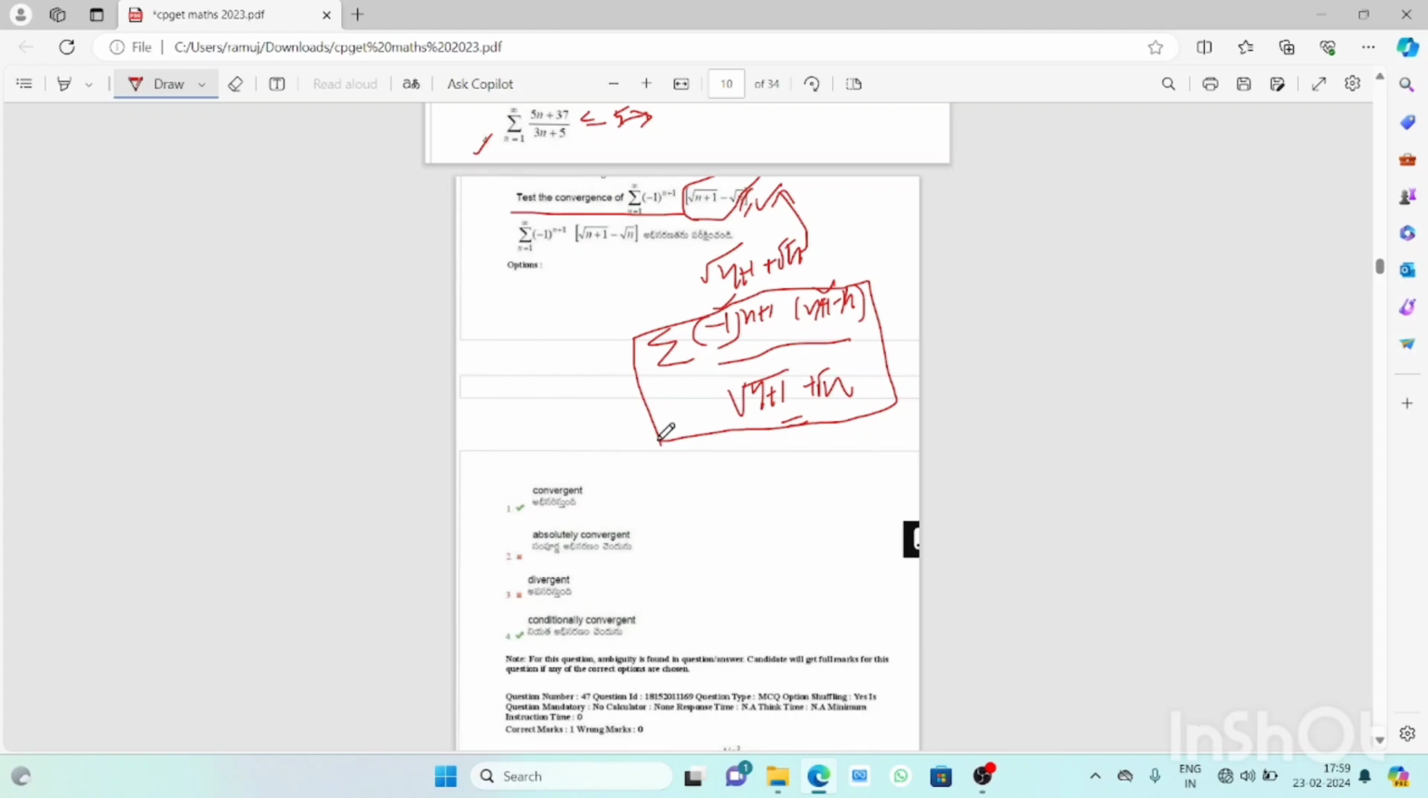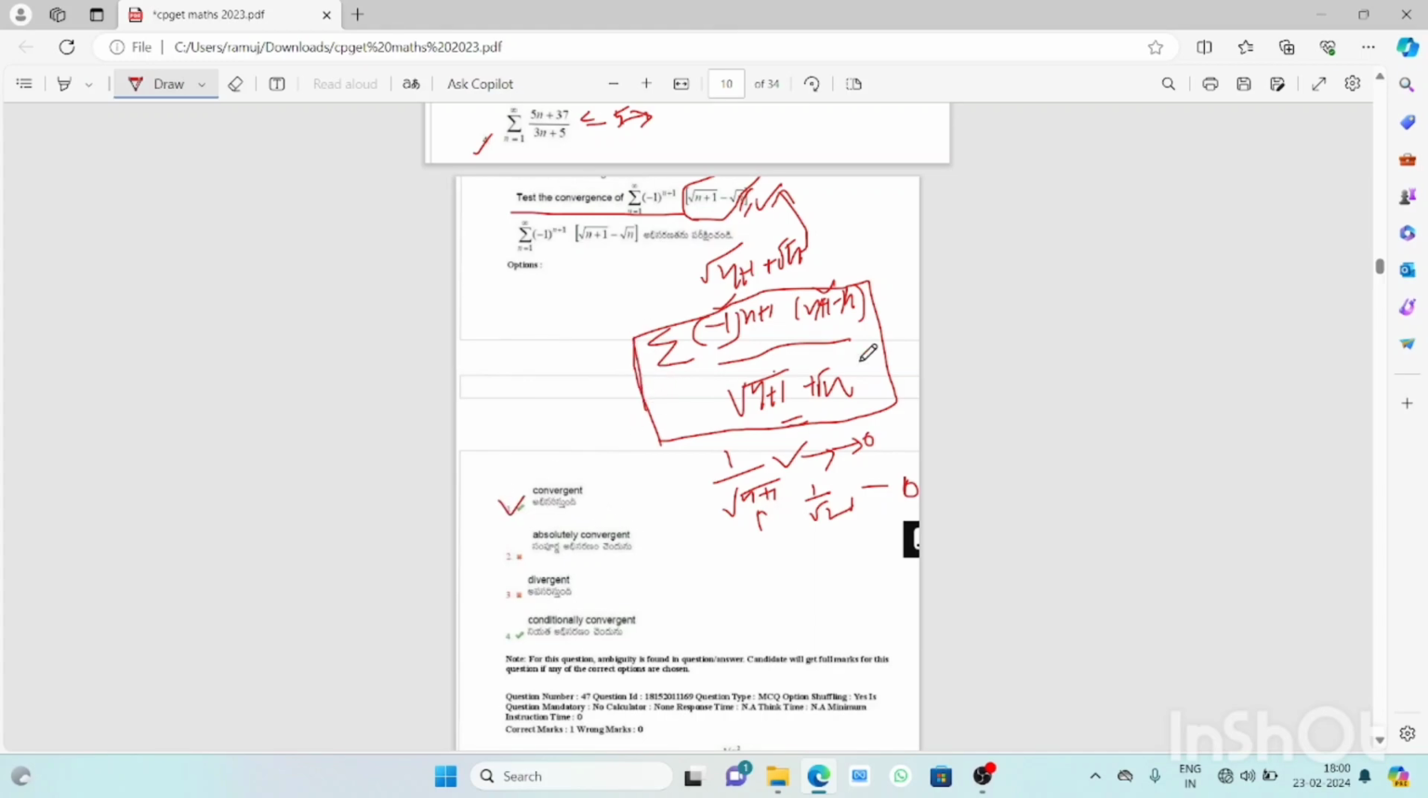For that, we can clearly see that the function is in terms of 1 by root n. If you apply the Leibniz test, this is a decreasing series. If you replace the values of n, you get 1 by root 2, and so on, so it is clearly decreasing. And if you apply the limit, it clearly goes to 0. So we can say by using the Leibniz test that this is convergent.